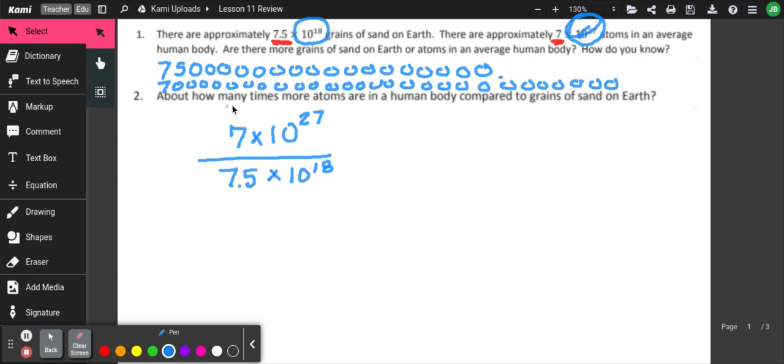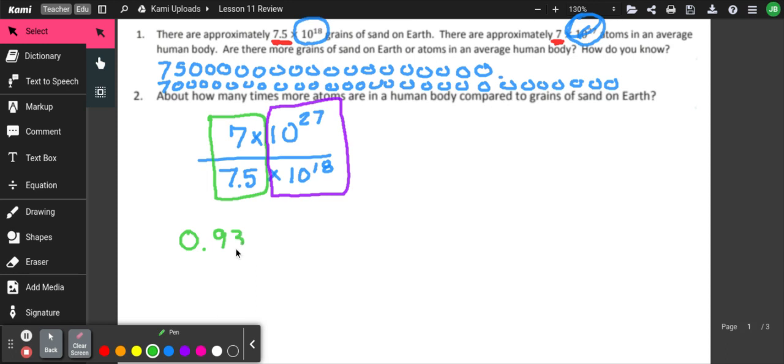Since we're just looking for how many more times, we're going to actually do the division problem. And if you remember, we're able to split this problem into 2 different parts. We're able to divide the powers of 10 separately from the coefficients. So let's start with the coefficients. The coefficients are just a simple problem, 7 divided by 7.5. If I punch that into a calculator, I get a decimal, 0.93 repeating.